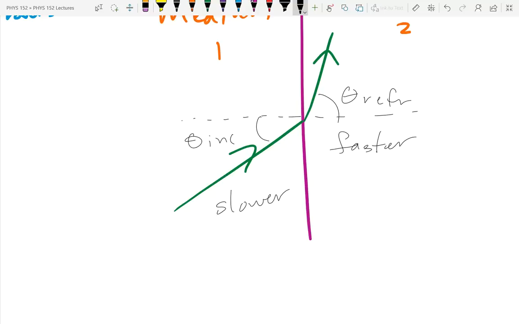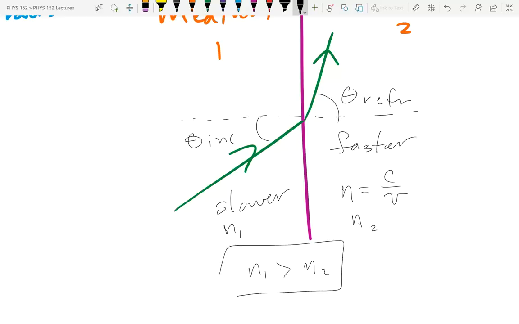Index of refraction is n equals c over v. So faster means n is lower. So n1 is greater than n2 because it's slower in medium 1 than in medium 2. So this is the one specific thing.